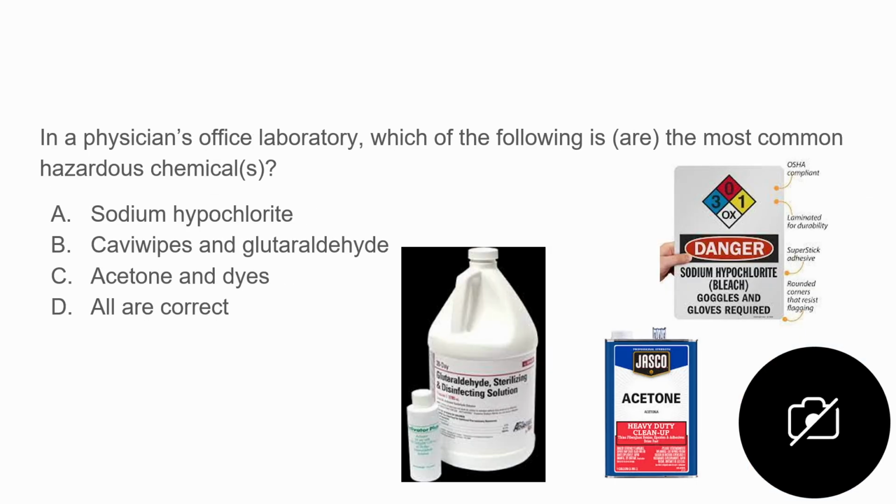So in a physician's office laboratory, which of the following is or are the most common types of hazardous chemicals? And if you take a look at that picture, you probably guessed it right. All of the above. Sodium hypochlorite, which is a common disinfectant for all types of surfaces. Cavi wipes and glutaraldehyde, those basically cleanse wipes that are disposable. Acetone and dyes, these are sometimes used to mix chemical reactions when we're doing maybe those gram stains or other type of procedures. So all of them are correct.